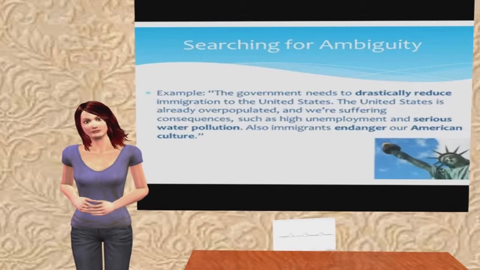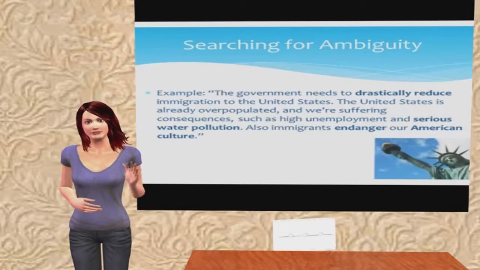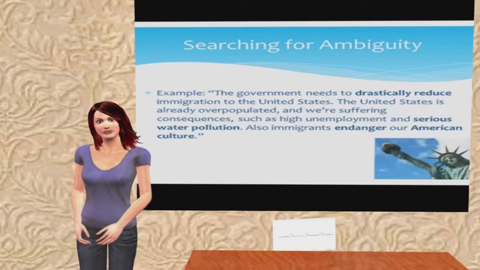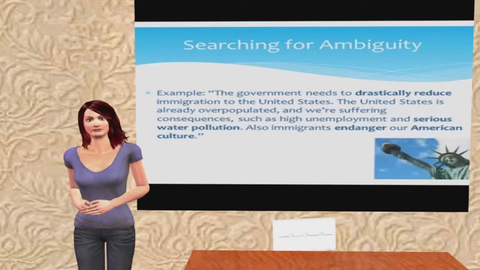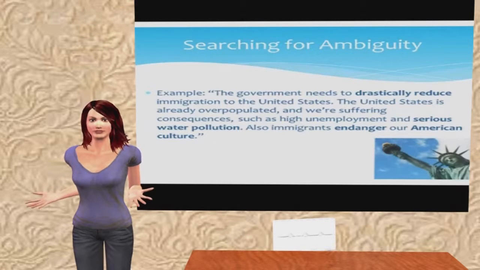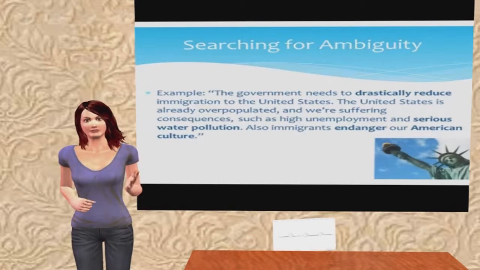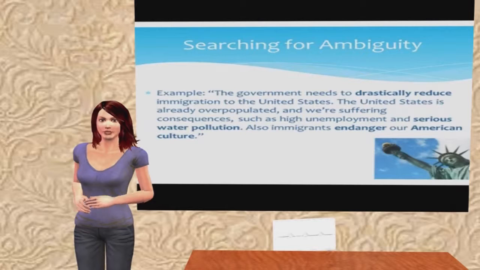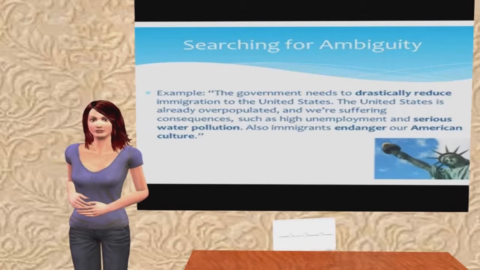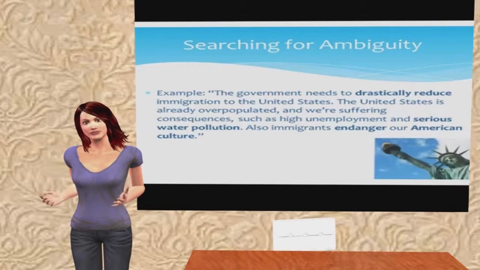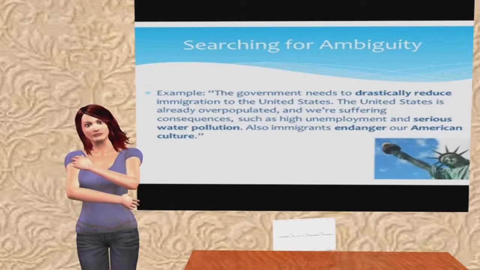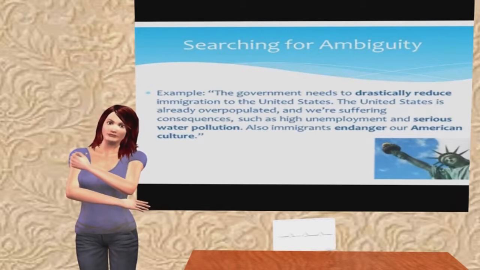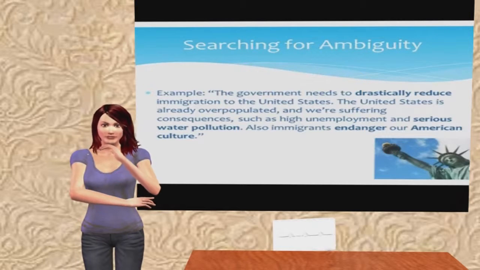So first of all, let's look at that first sentence. The government needs to drastically reduce immigration to the United States. Drastically reduce. Reduce, I think we have a clear sense of what that means, right? To make less, to cut down. But drastically is very ambiguous. How much is drastic, right? One person's drastically could mean something very different than another person's drastically.